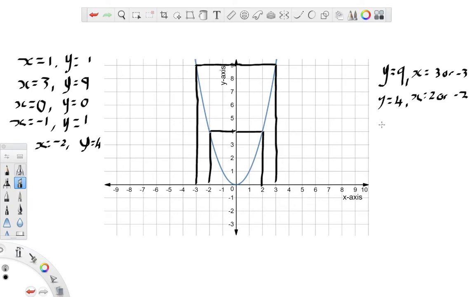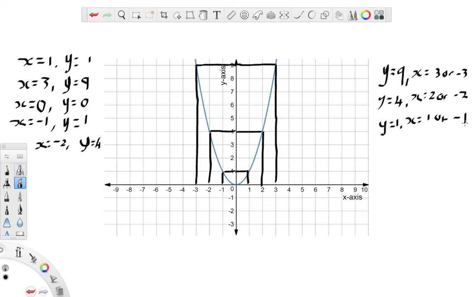Okay, and then we'll try one more. So when y is equal to 1, what is x equal to? Well, we find 1 on our y-axis, draw across, we find that x is equal to 1. Or we can go this way, so left and then down, or it can be equal to -1.